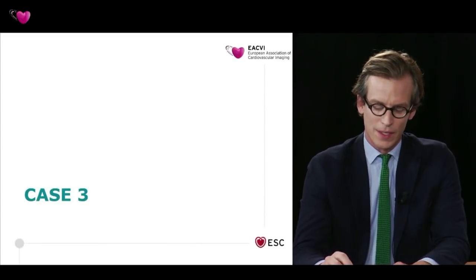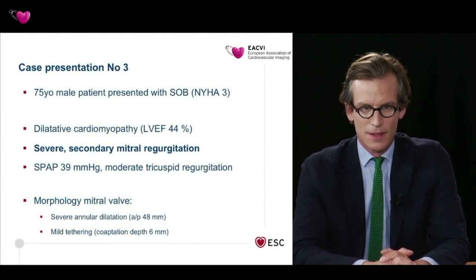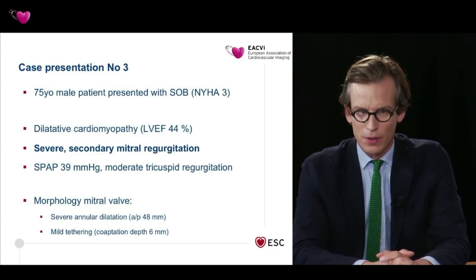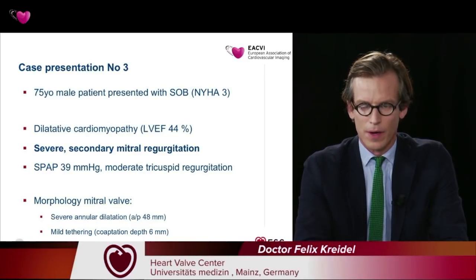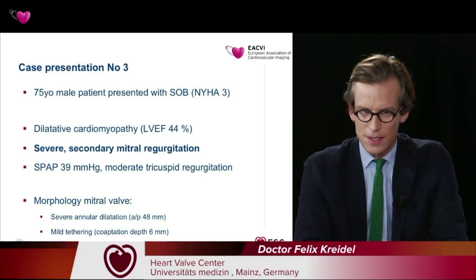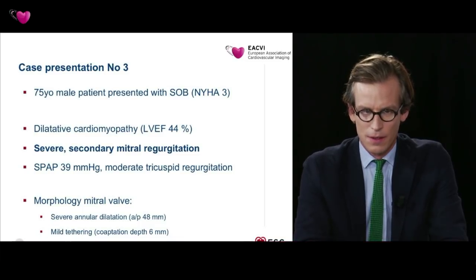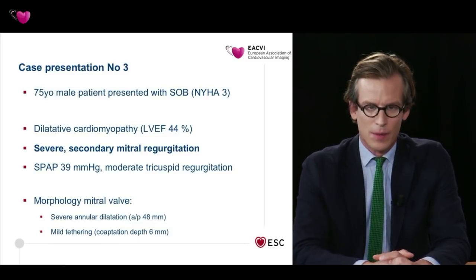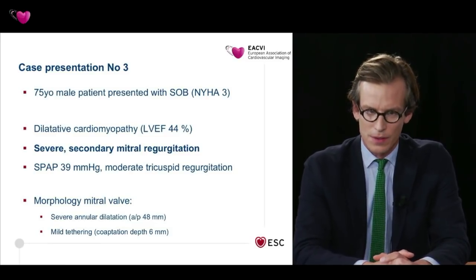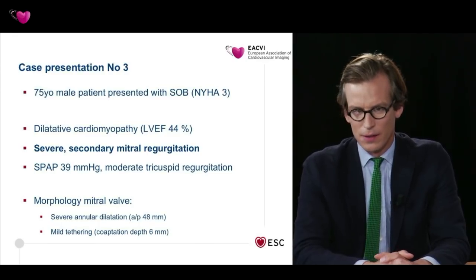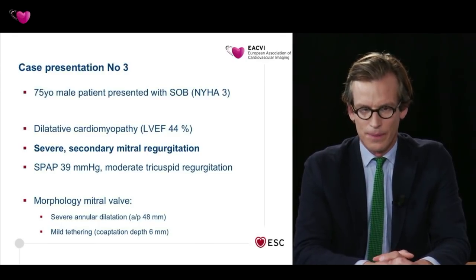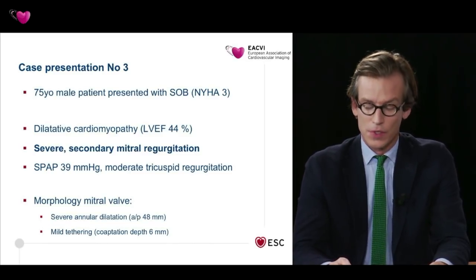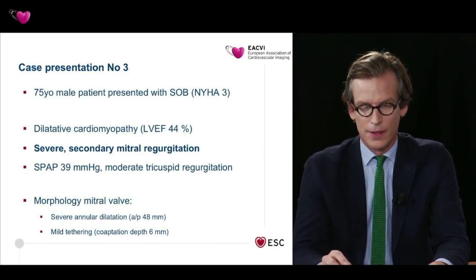So this is why I'm presenting a third case, a 75-year-old male patient who presented with shortness of breath. Workup showed dilatative cardiomyopathy as the underlying disease and severe secondary mitral regurgitation. Pulmonary artery pressures were elevated, with moderate tricuspid regurgitation. The morphology of the mitral valve showed predominant annular dilatation in antero-posterior orientation, close to 5 centimeters, and only mild tethering. The heart team voted for percutaneous annuloplasty.